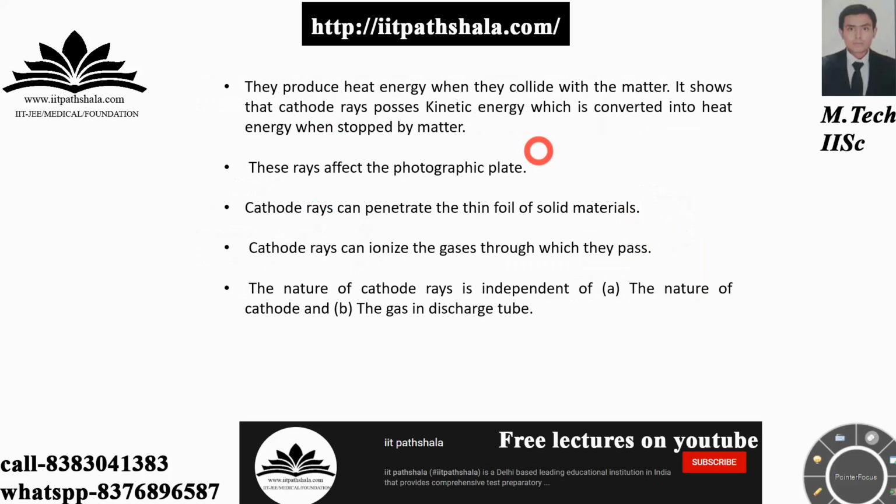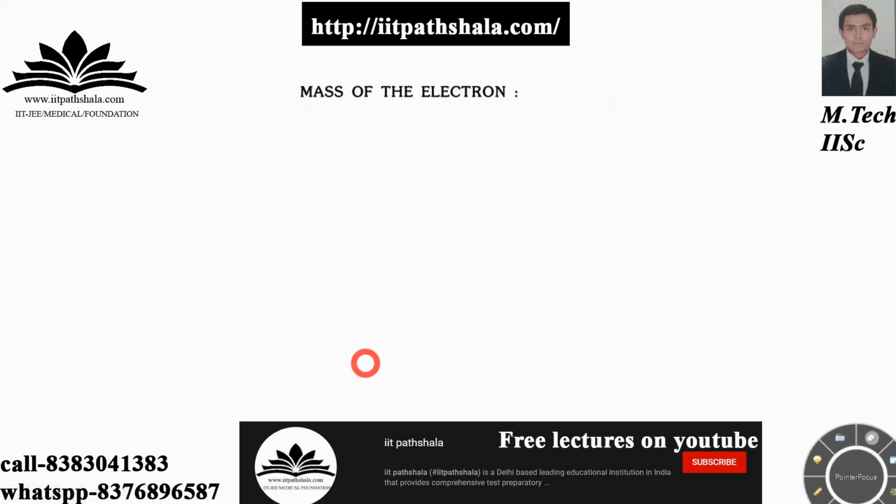Now, they produce heat when they collide with matter. It shows that cathode rays possess kinetic energy, which is converted into heat energy when they are stopped by matter. These rays affect the photographic plate. Cathode rays can penetrate a thin foil of solid materials. Cathode rays can ionize the gases through which they pass. And also the nature of cathode rays is independent of the nature of the cathode itself and the gas in the discharge tube, guys. That you have to remember.